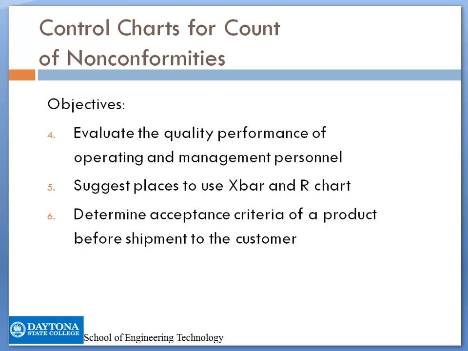And determine acceptance criteria of a product before shipping to the customer. This is very important, and these objectives are almost identical to those for the nonconforming charts. So you have to make sure that you're cautioned to be sure which one to use, or which one is appropriate to use, okay?